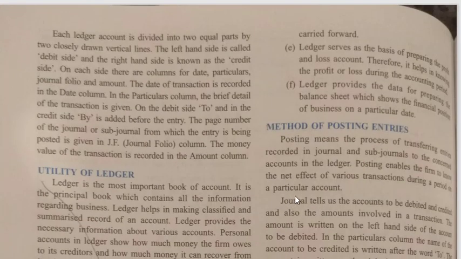Each ledger account is divided into two equal parts. We have seen the format. Each ledger account is divided into two equal parts by two closely drawn vertical lines. The left hand side is called debit side and the right hand side is known as credit side. On each side there are columns for date, particular, general folio and amount. The date of transactions is recorded in the date column. In the particular column, a brief detail of the transaction is given. On the debit side, 'To', and on the credit side, 'By' is added before the entry.